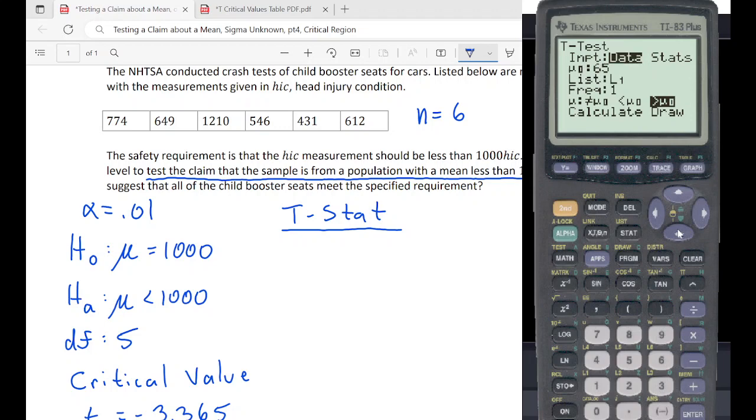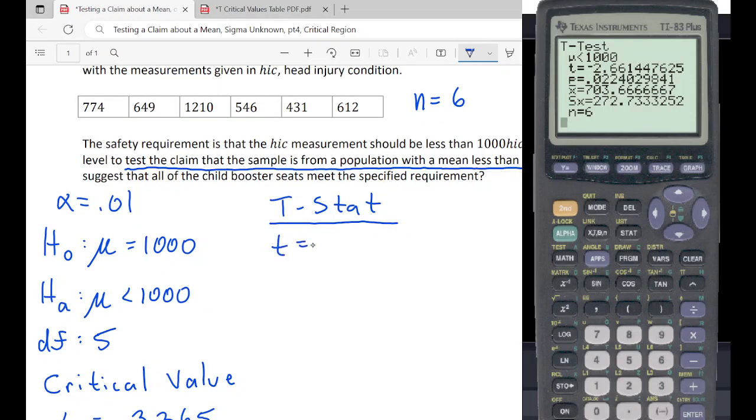And we're going to start typing in what we know. Well, the mean is 1000. We got that from the hypothesis. Our list is L1 because that's where we put the numbers in, or whatever list you put the numbers in. Frequency stays 1. And our alternative hypothesis is less than, so we're going to select less than. And then we're going to hit calculate. It's going to think about it, and it's going to spit out a number: t equals negative 2.661.